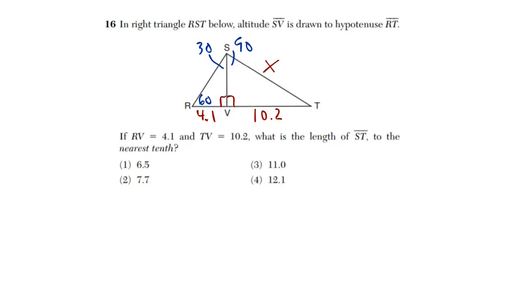I don't know why I put 60 there. I can't do math today. That would be 60, excuse me. 60 plus 30 is 90. Well, in this triangle, VST, if that's 90 and that's 60, this has to be 30. So if you look, the angles of the smaller triangle, the bigger triangle and the biggest triangle are all the same.